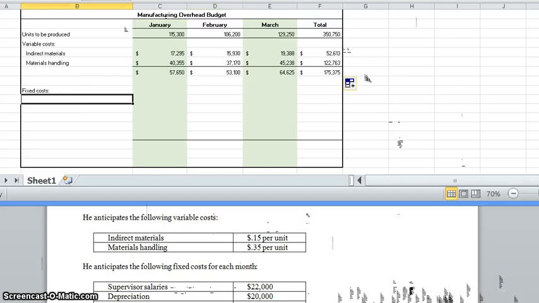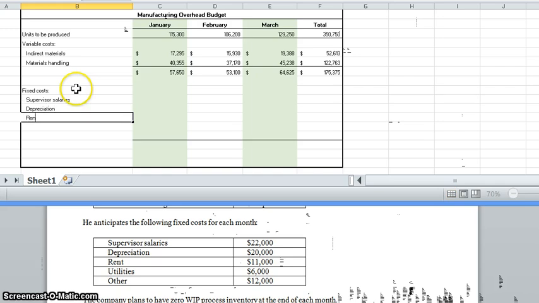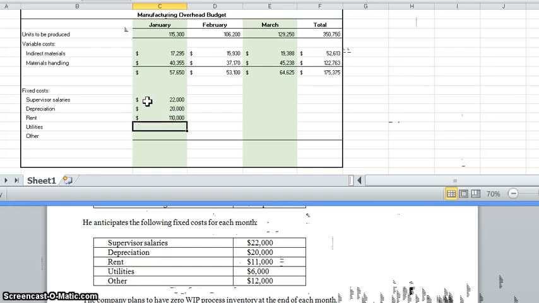Now fixed costs. We have quite a few fixed costs. We have some supervisors' salaries, depreciation, rent, utilities, and other. Yeah, I don't know why that one line was in there. All right, so 22,000 for supervisor salaries, 20,000 for depreciation, 11,000 for rent, 6,000 for utilities, and then 12,000 for other.